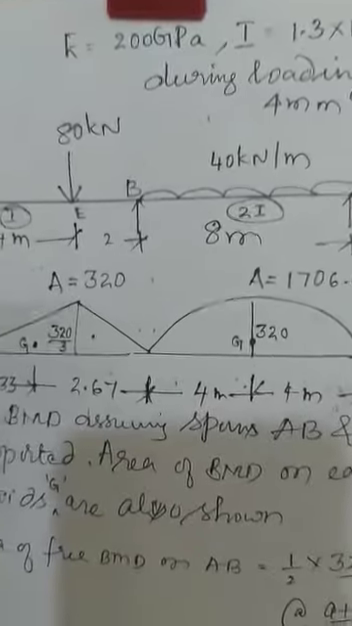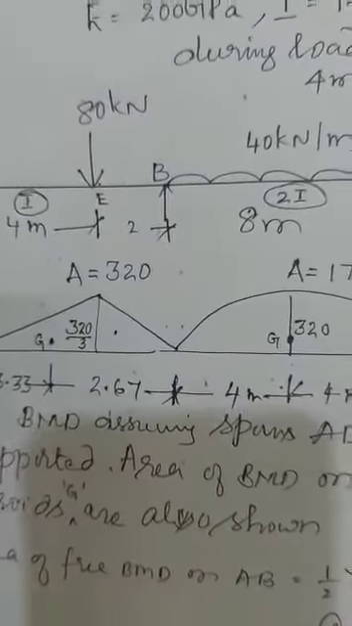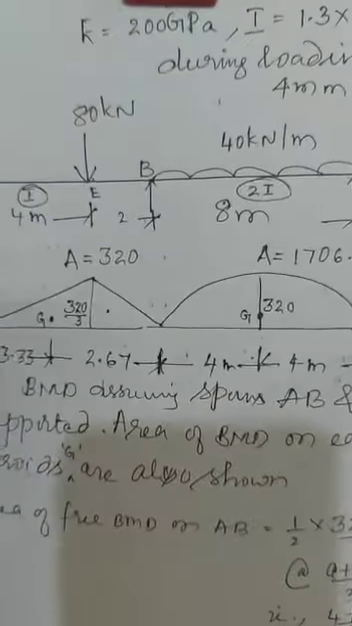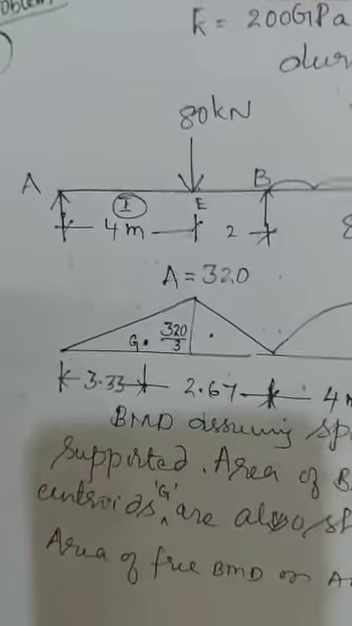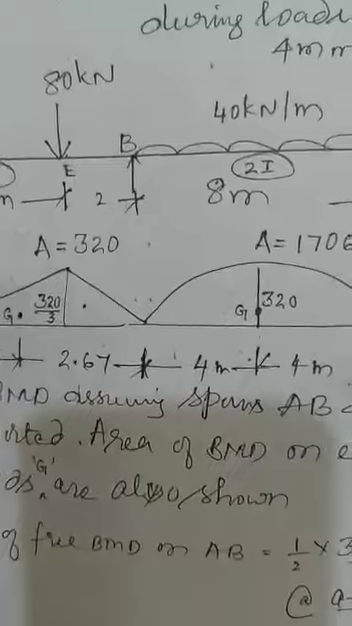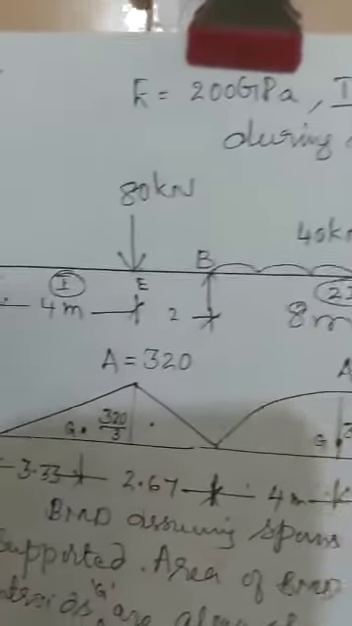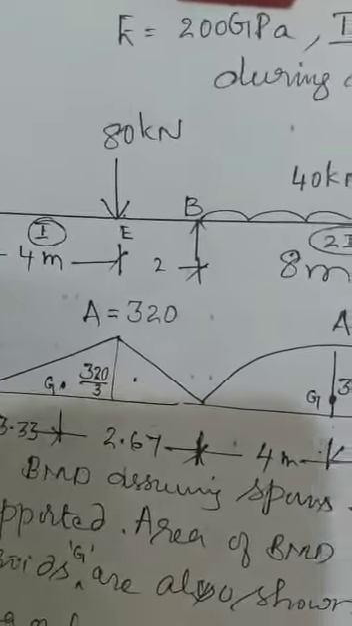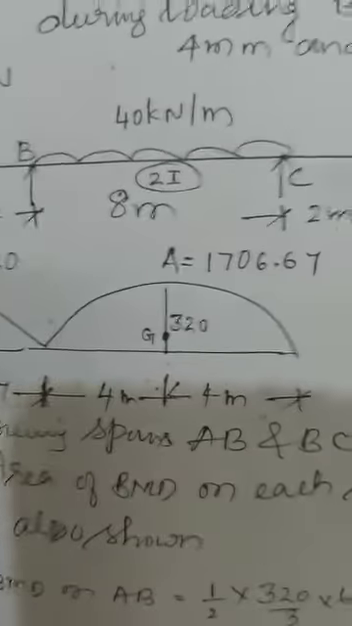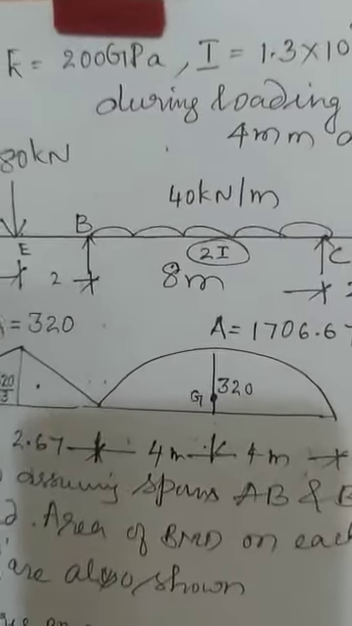In the previous problem, the support was sinking at one of the supports only. So now I have taken a problem where the support is sinking at more than one place. I have given a two span continuous beam A, B, C, A and C being simply supported, CD is overhang, E and I values are given.